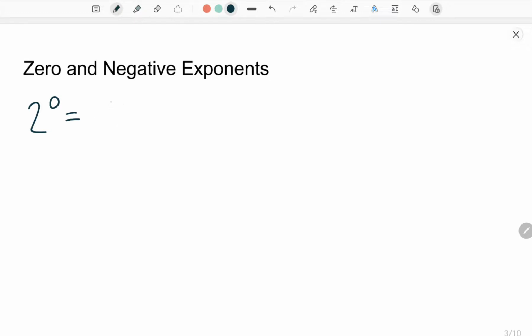Anything to the exponent of 0 will always be 1. Whether it's 2 to the 0, x to the 0, whether it's 1,024, just picking a random number, that to the 0, well, that's also going to be 1. They will always equal 1.